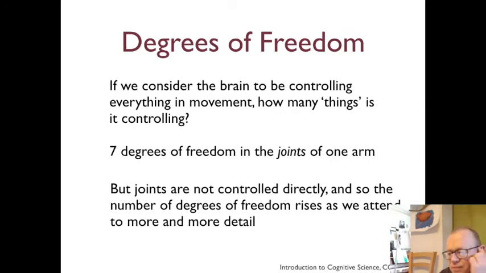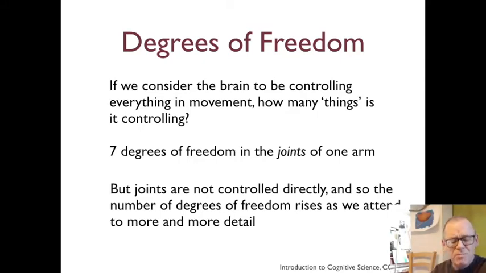Now, if we consider the brain to be controlling everything in movements, then we have to ask, well, what's the equivalent of those strings? How many things is it controlling? And it turns out that this is going to produce a problem which will convince us that the term control is probably not helpful here. Let's consider me moving my arm to pick up a cup. Now, it's not easy to say what's being controlled there.